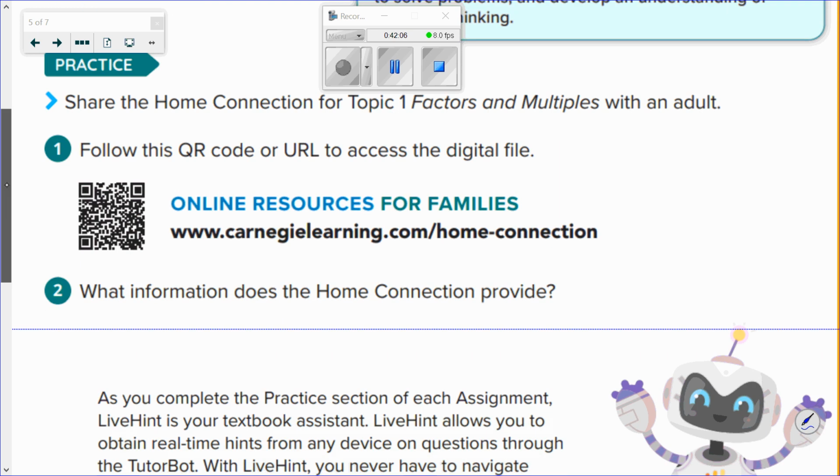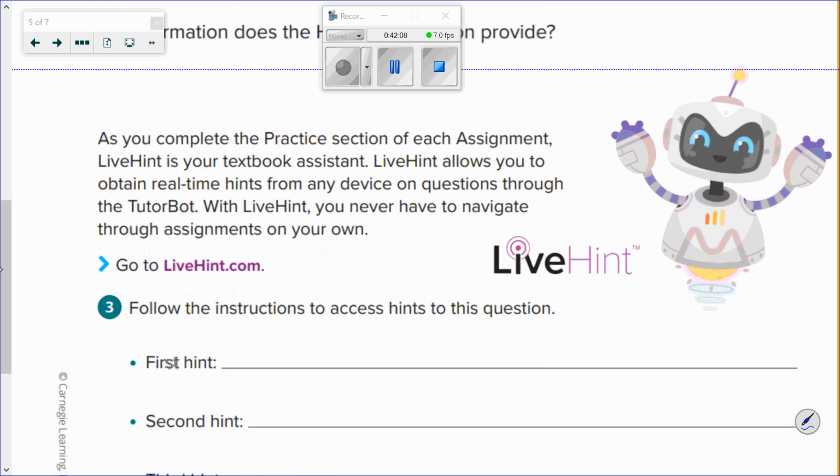We're also going to introduce you guys to your online tutor. We have what's called Live Hint. As you complete the practice session of each assignment, Live Hint is a textbook assistant. It allows you to obtain real-time hints from any device on questions through the tutor bot. With Live Hint, you never have to navigate through assignments on your own. So you go to livehint.com and you're going to follow the instructions to access the hints to the question. So you'll have 3 hints that you need to write down.